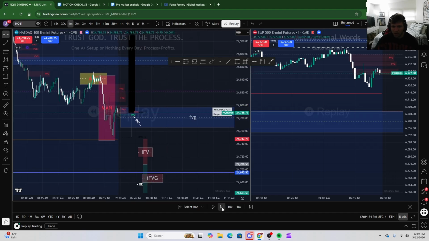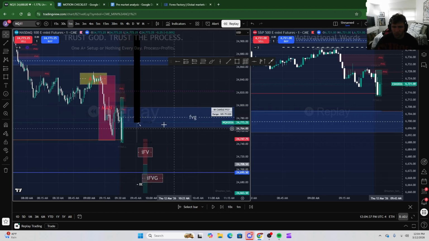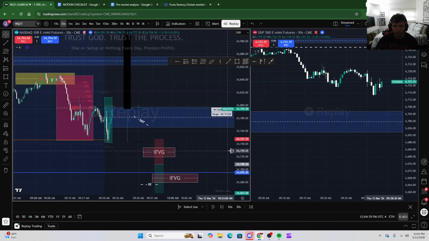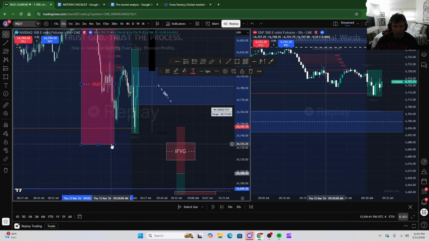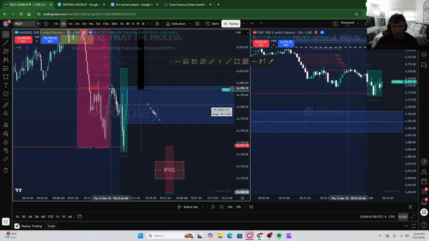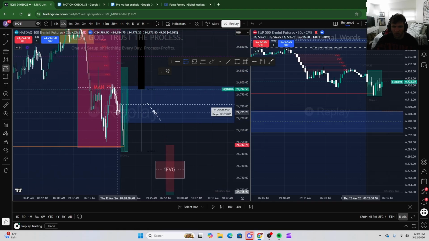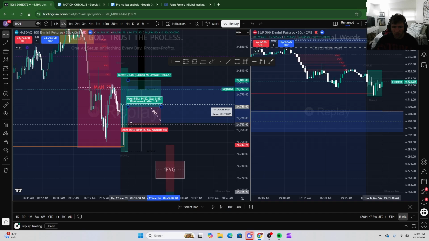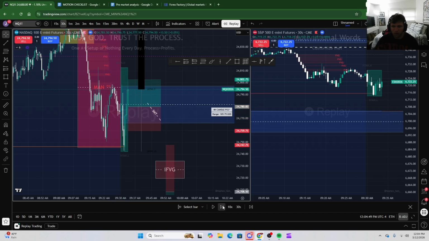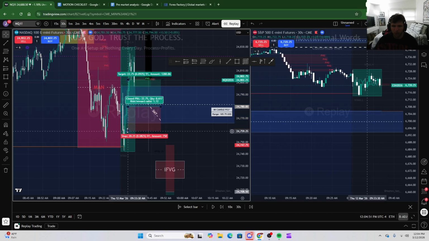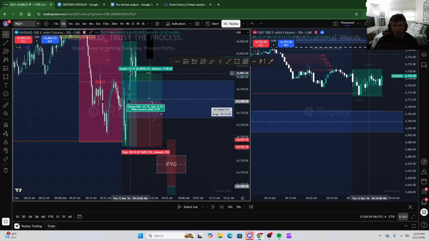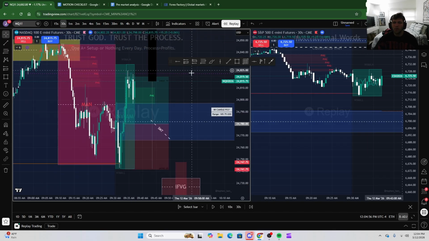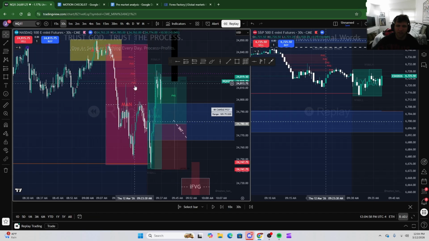And then, right at open, what happens? We sweep London. We sweep London low with a 30-second inverse. You get in right there. Stop below the low, 1-to-1. Or stop below the gap, 1-to-1. Or if you wanted to go 1-to-1 with the low, that would also bank. So, I drew this trade out, but I didn't take it.